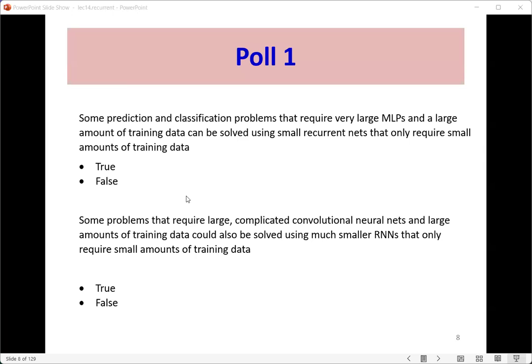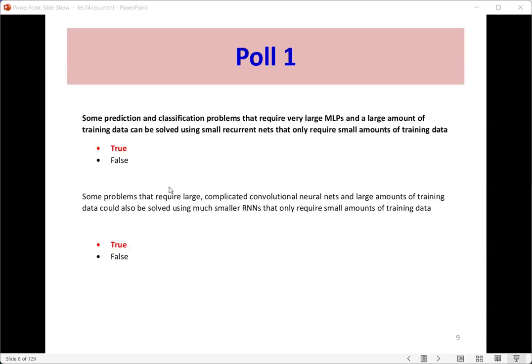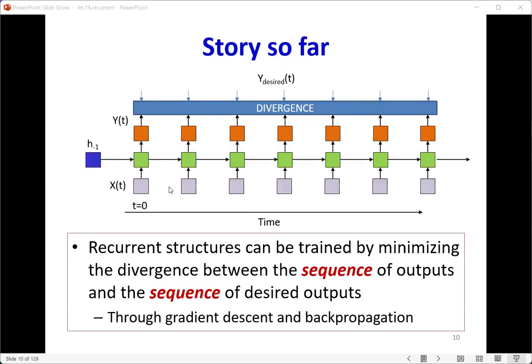So can you tell me the answer to the first question, true or false? Some prediction and classification problems. Yeah, we just saw this. What about the second one? True or false? Also true. And so recurrent neural networks are incredibly powerful, just so long as you know how to use them. And that was the point I was trying to make with this little lesson. Both are true.